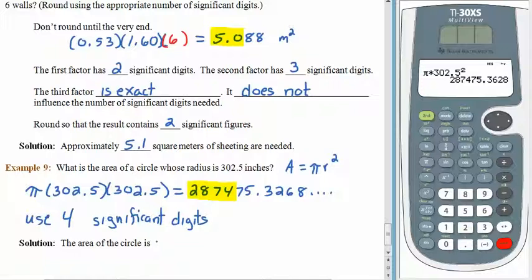So the area of the circle is approximately 287. This 4 will round to a 5 because the digit to the right of it is a 7. But after that, we will have some placeholders. And the units are inches squared. There we go. That's how significant figures work.